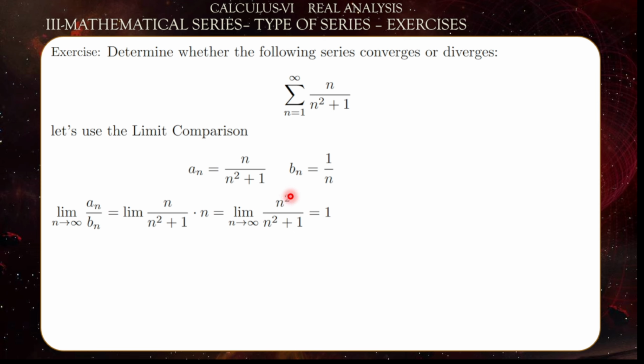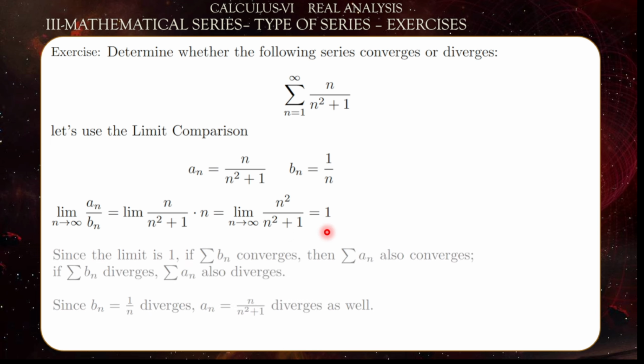So if we divide by n squared both the numerator and the denominator, you end up with 1 divided by 1 plus 1 over n squared. 1 over n squared as n approaches infinity becomes 0, so the limit is 1. Okay, since the limit is 1, if sigma bn converges, then sigma an also converges. If sigma bn diverges, then also does sigma an.